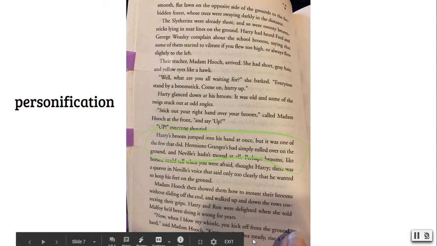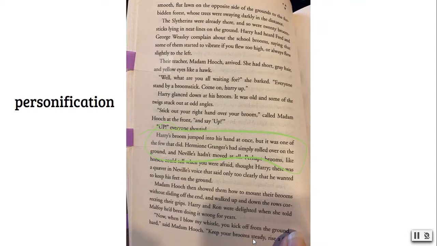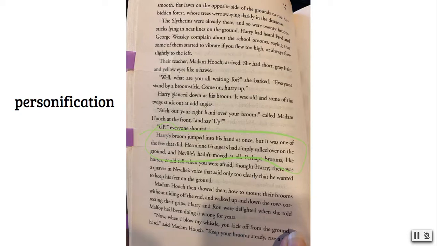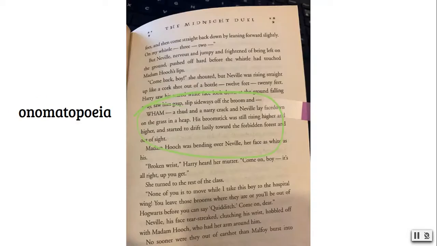We have personification, where we give inanimate objects human characteristics. This is where Harry is learning how to play Quidditch. He's joining the Quidditch team, and he's picking out his broom. "And Harry's broom jumped into his hand at once, but it was one of the few that did." Now we know this is magic, so it's kind of hard to assign personification, but yet brooms never jump into our hands, even if they are magical. So that is a good example of personification.